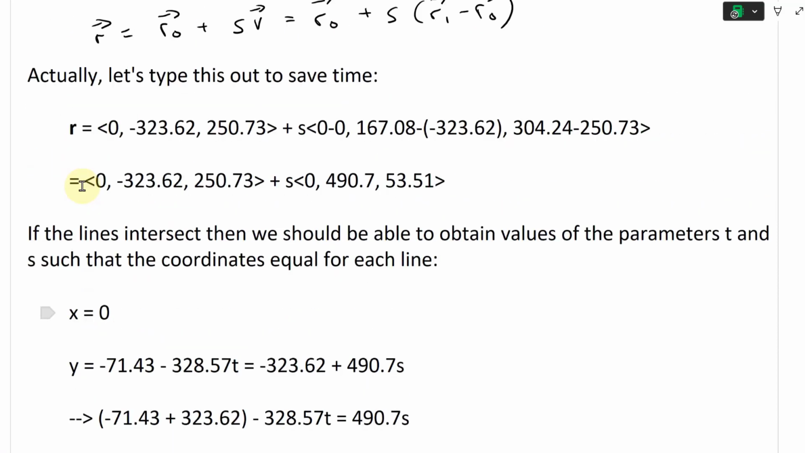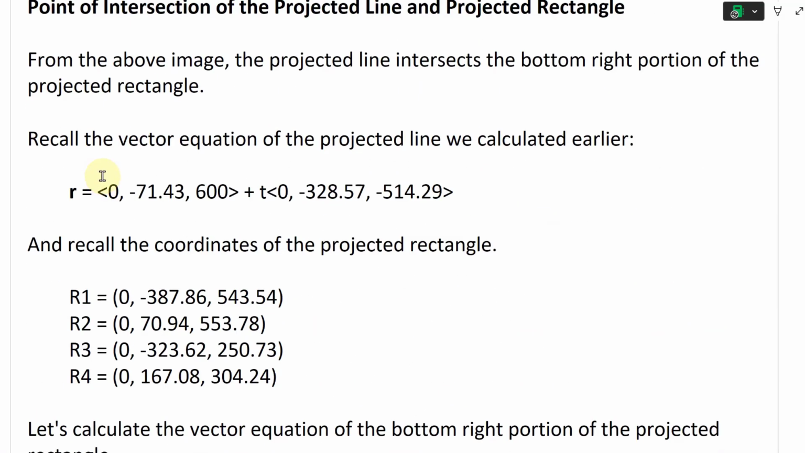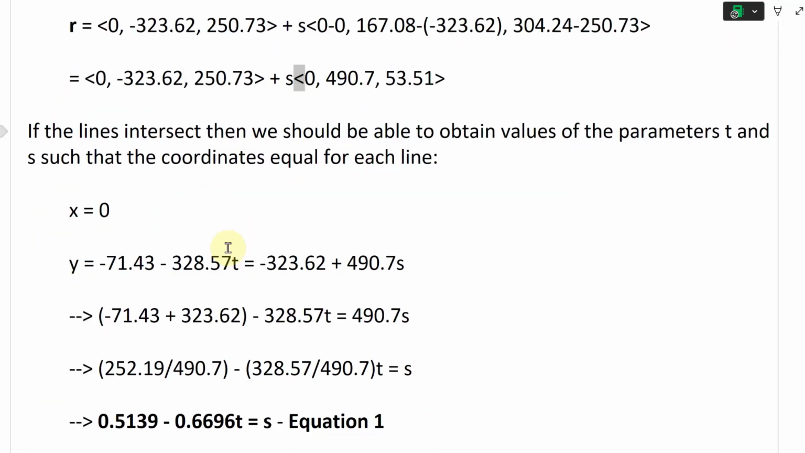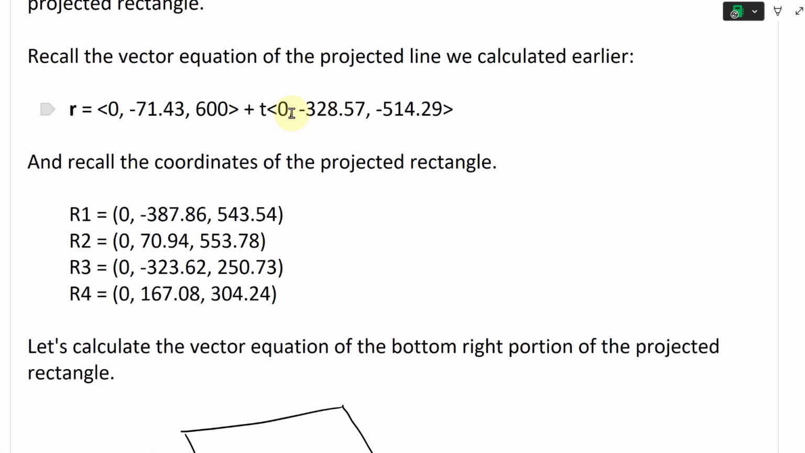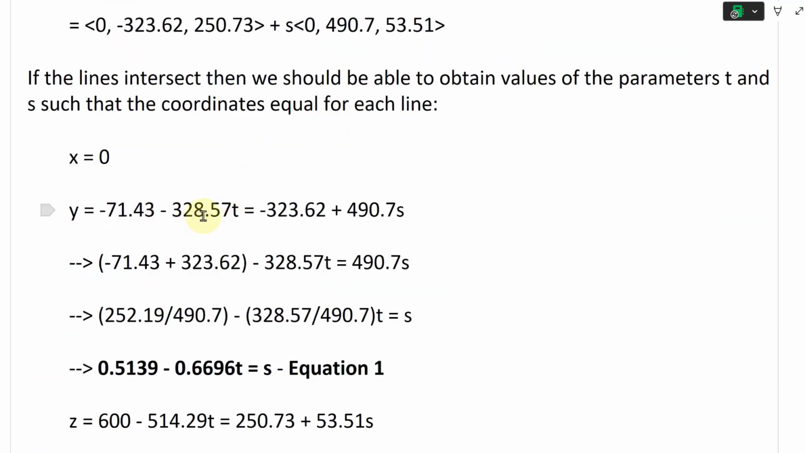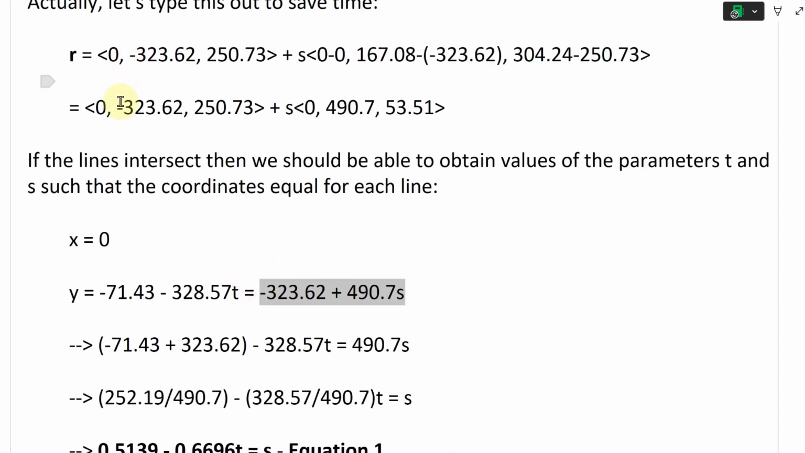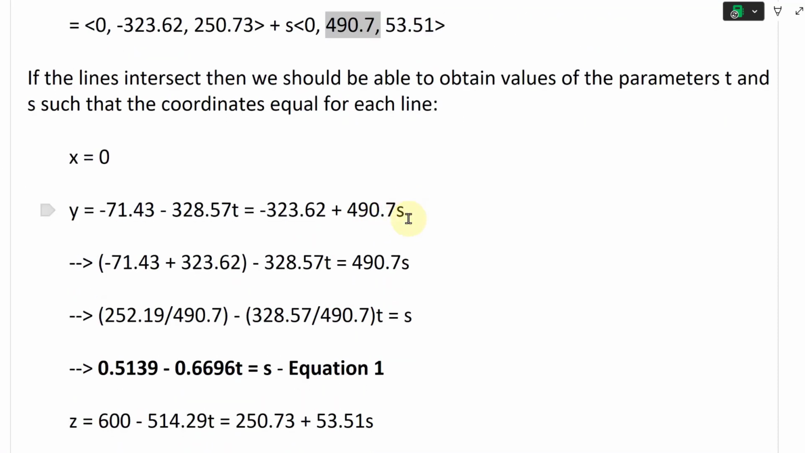So basically, the x coordinates for both of these are equal to 0. So x equals 0, x equals 0, and there's a 0t and 0s right there. Now for the y, we need to set these equal. So negative 71.43, that's from the line, minus t times 328.57, has to equal the coordinate on the rectangle line. So negative 323 right here plus 490.7 times s. So that's one. We have to equate it.